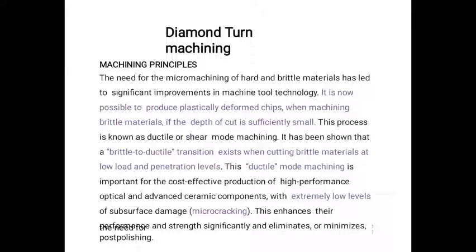Next is the machining principle. Again, the need for micro machining of hard brittle materials has led to significant importance in machine tool technology, and the process is also known as ductile shear mode machining. Also, ductile mode machining is important for cost effective production of high performance optical and advanced ceramic components. This enhances the performance and strength and eliminates or minimizes post processing.